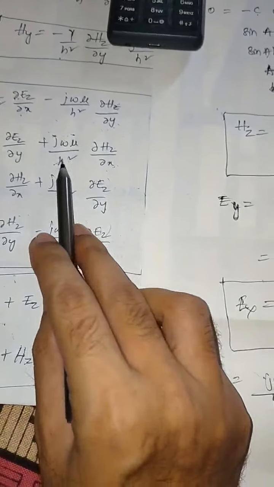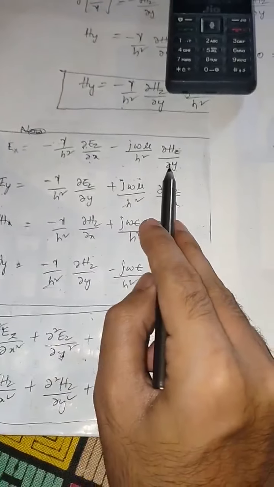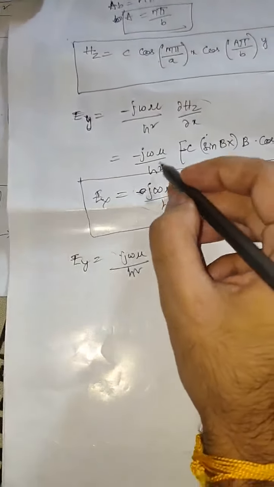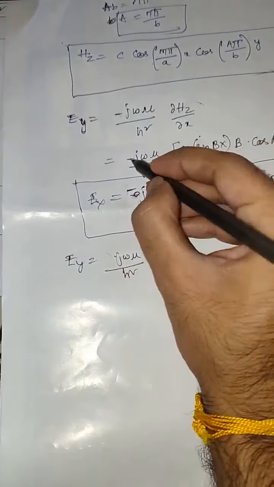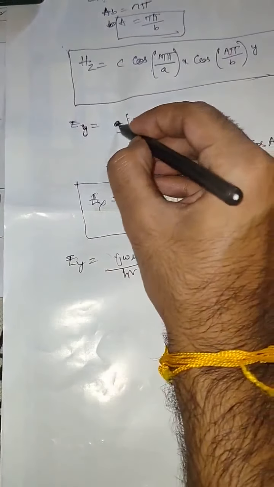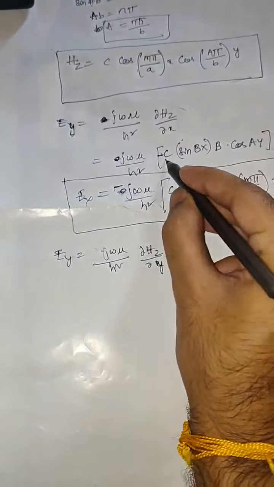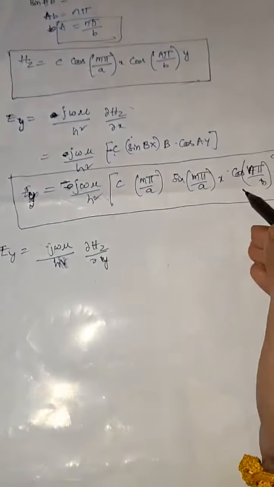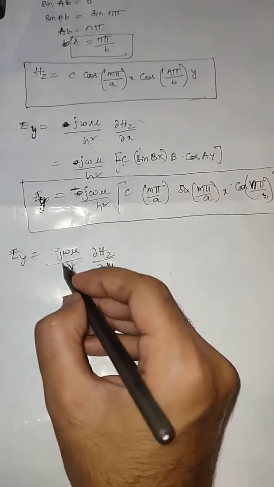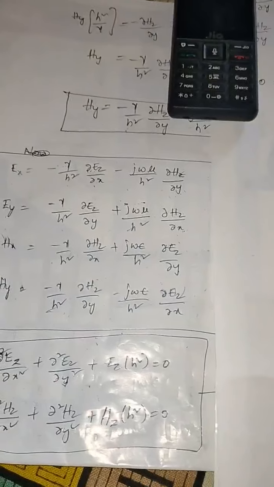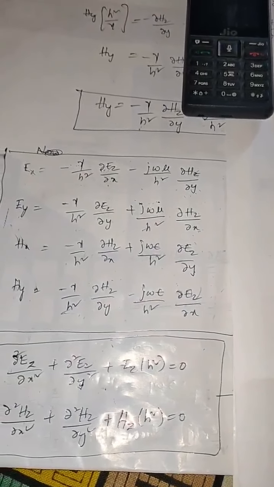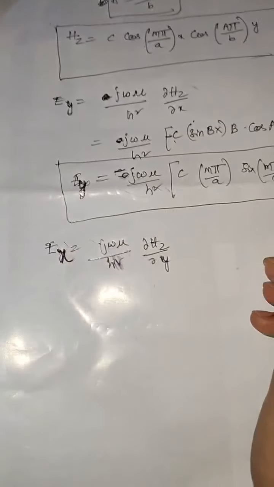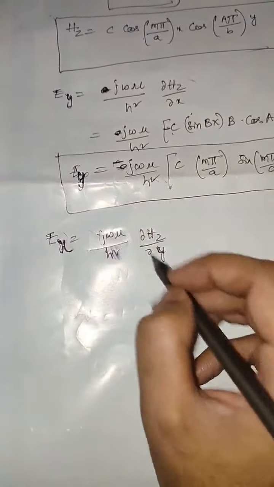So Ey is with respect to x, and Ex is with respect to y. We have to derive it with respect to y. Here there is a minus, so due to this minus this will become here, and this is Ey. Now we want to derive the Ex value, so we will take this equation. So Ex means we have to derive it with the y expression.